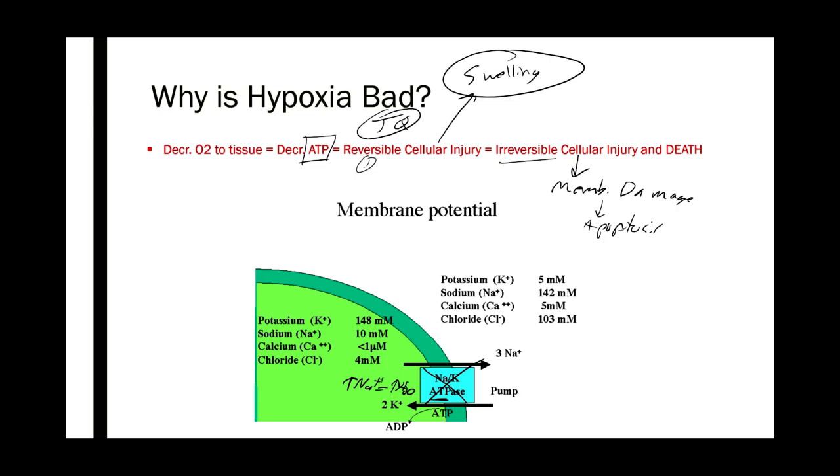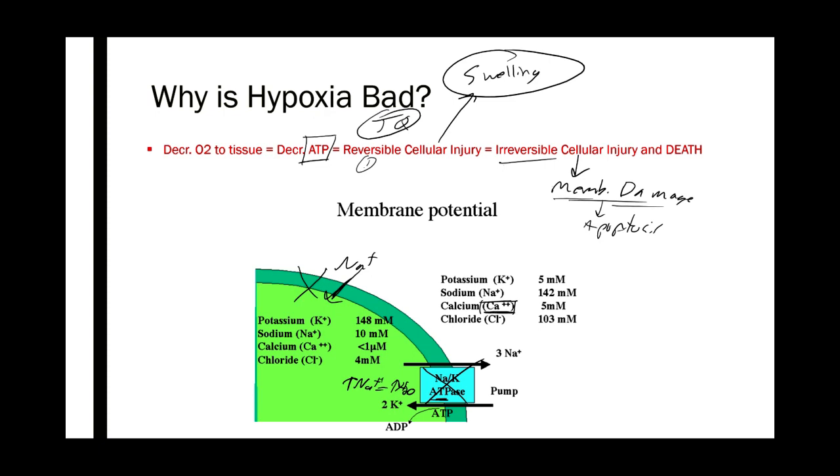And additionally, if you start to have membrane damage, that swelling is only going to get worse because you lose the barrier to the concentration gradient. So even more sodium's going to come in.